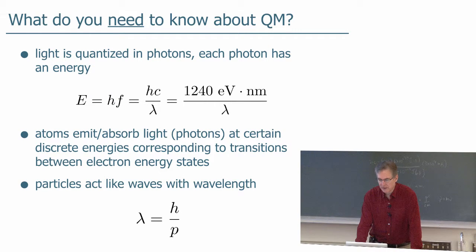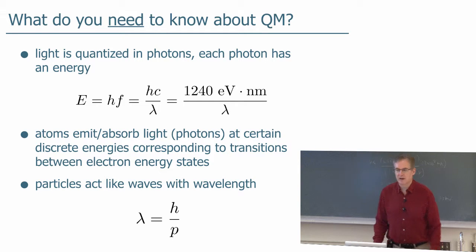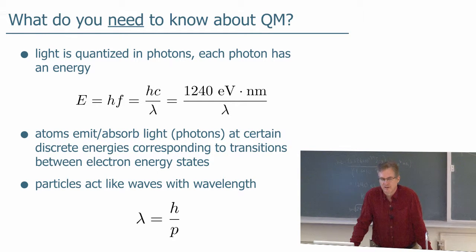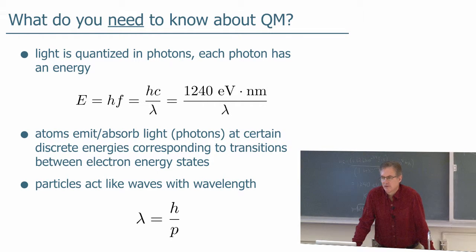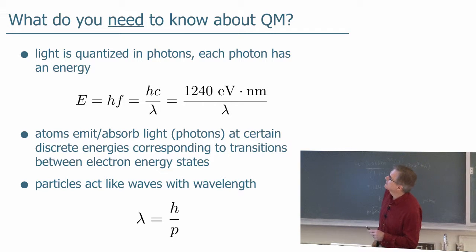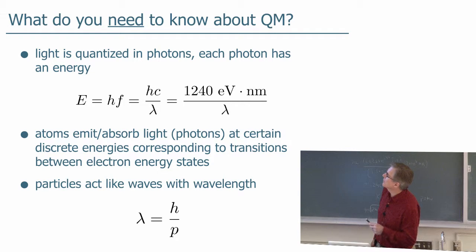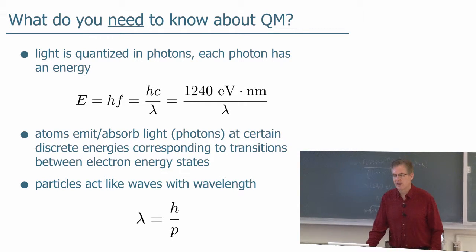But you're thinking, oh my gosh, the final exam's in less than 2 weeks. What do I need to know about quantum mechanics for the final exam? And here it is. The stuff on this slide is what you will be tested on. You've got to know that light comes in quanta that we call photons. Each photon has an energy of 1240 eV nanometers divided by its wavelength.